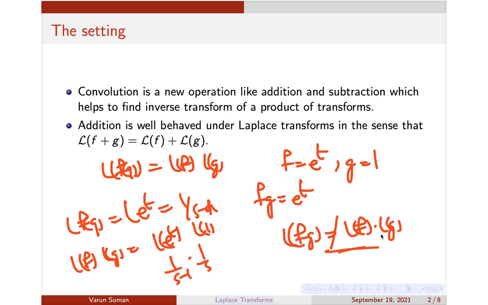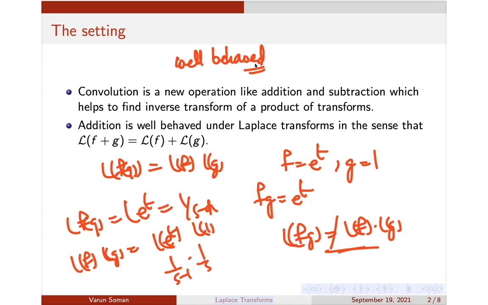So prove or disprove L of fg is equal to L of f into L of g. So these type of questions can come for your examination also. So you can think of these examples. So this multiplication is not well behaved with respect to Laplace transform, just like your addition. So what is the next best thing you can do? That's the question we're going to ask. So what is the next best thing possible?